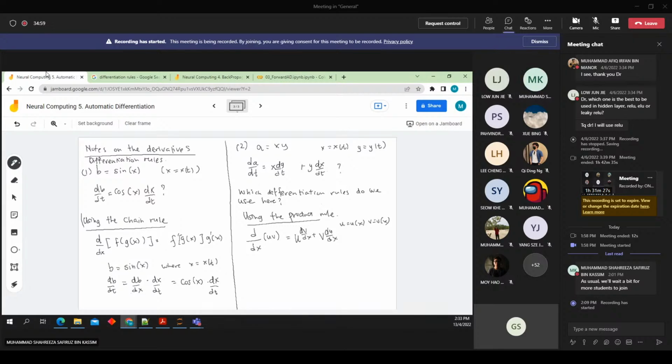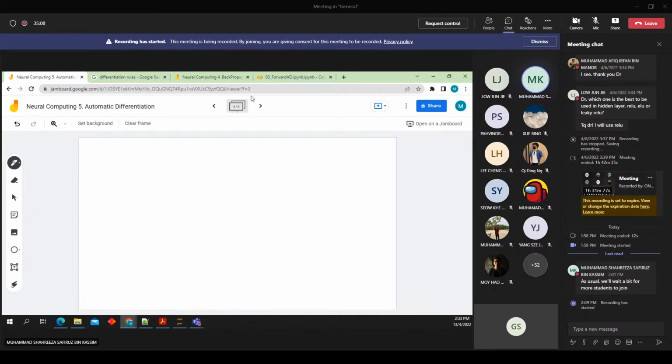Now, how about, okay, I'll just go for this one. That's the last one. z equals a plus b. Which rule is being used here? It may look simple, I know it looks straightforward, but I just want you to be aware of which rules are being used here.